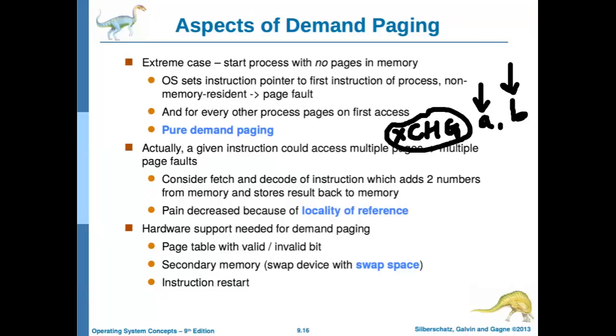So what is the hardware support needed for this demand paging? Yes, we need some sort of page table with one additional bit called the valid-invalid bit. And second memory is required, that is, a swap device is required. Why is it required? Because whenever you select the process, every time it will not load from the disk, but it will load from some fast disk, something called a swap space. And at the hardware level, we need some sort of instruction restart. Let us see the instruction restart in the next slide.